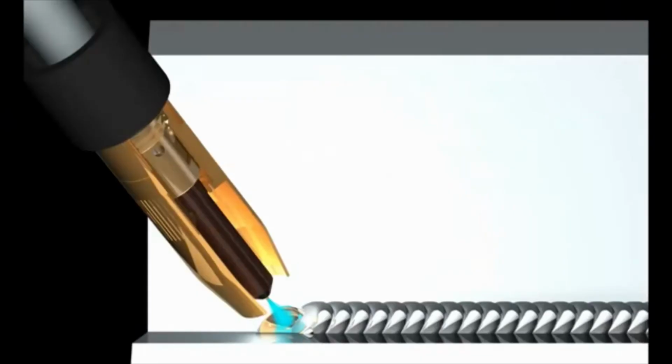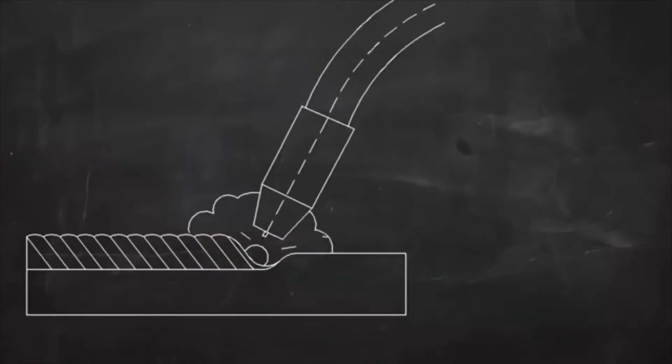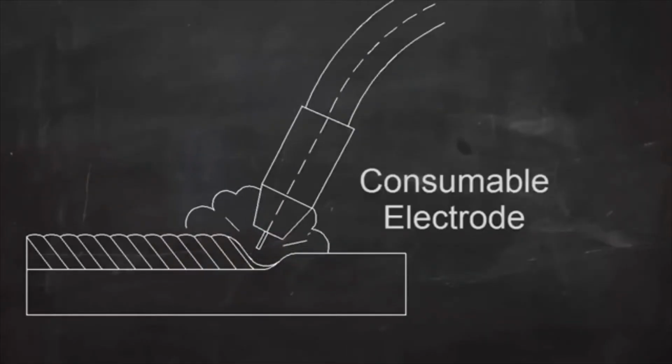The metal in these parts to be joined is called the base metal, and the metal that comes from the melting wire electrode is called filler metal. MIG welding always adds filler metal to the joint. Because the wire electrode melts as it's being used, MIG is called a consumable electrode process.